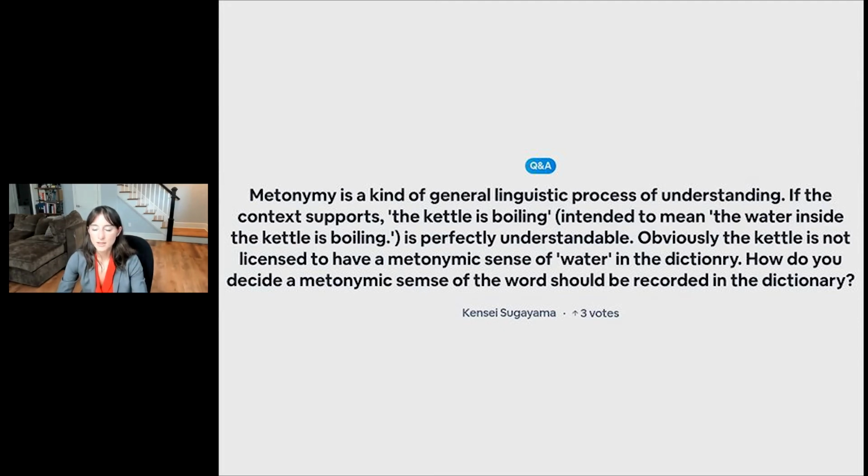And so Kensei says, if the context supports the kettle is boiling, intended to mean the water inside the kettle is boiling, that is perfectly understandable. Obviously, the kettle is not licensed to have a metonymic sense of water in the dictionary. How do you decide a metonymic sense of the word should be recorded in the dictionary? This is a particularly interesting question and actually really highlights some of the methodological considerations of using lexicographical data.